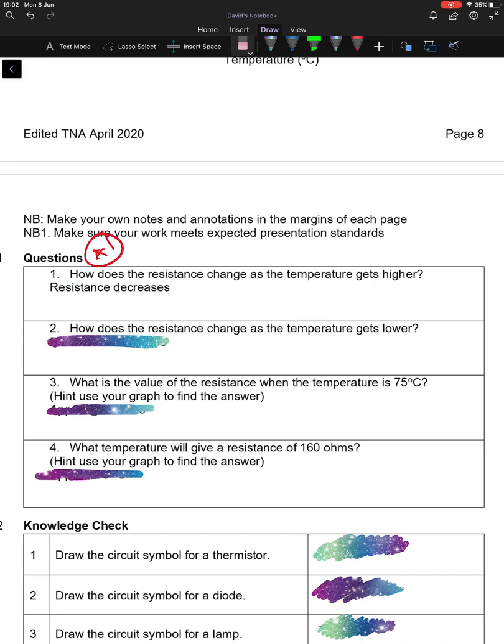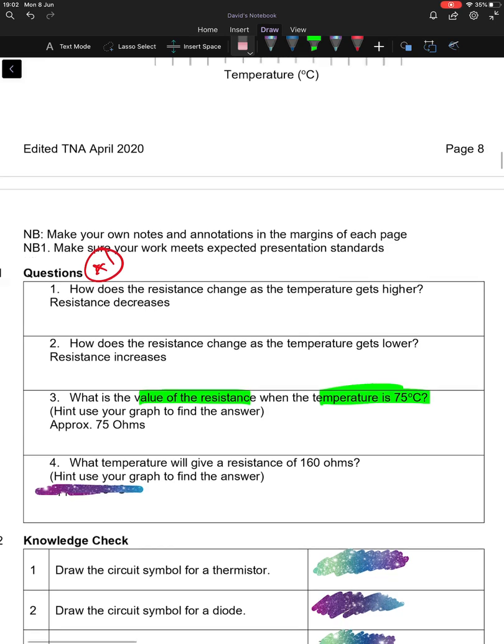Right, unpause the video. How does resistance change as the temperature gets higher? It decreases. As temperature gets lower, it increases, the opposite. Again, read the values off the graph. So the value of the resistance when the temperature is 75 degrees. Find 75 degrees on the x-axis, read up and across to the value of the resistance. You should find it's around 75.